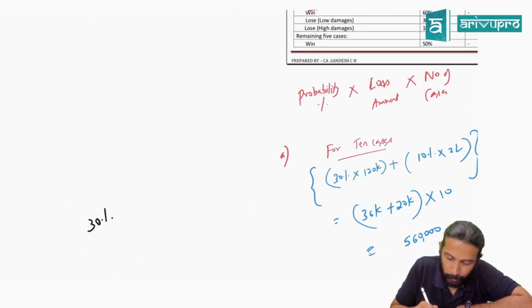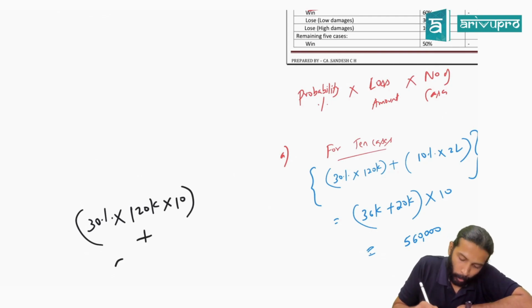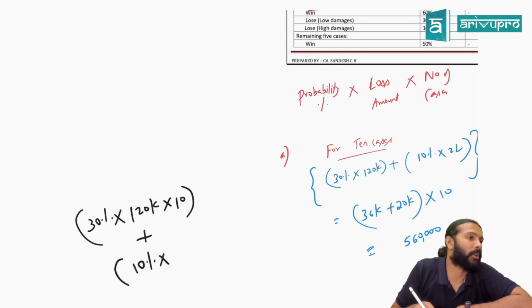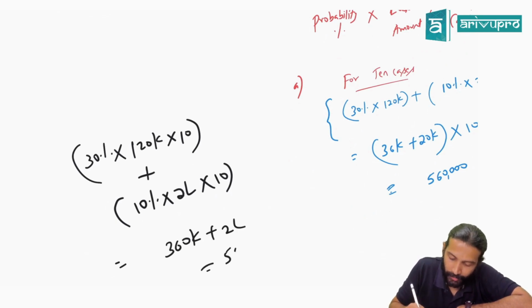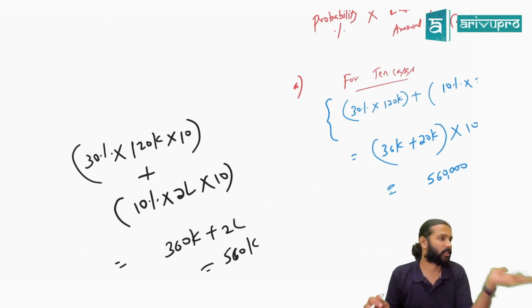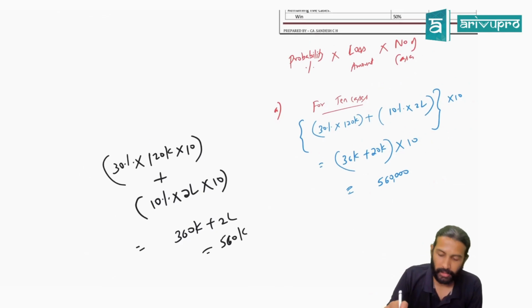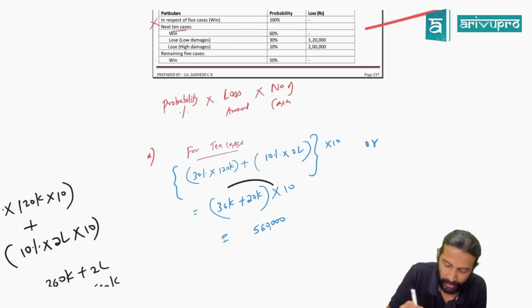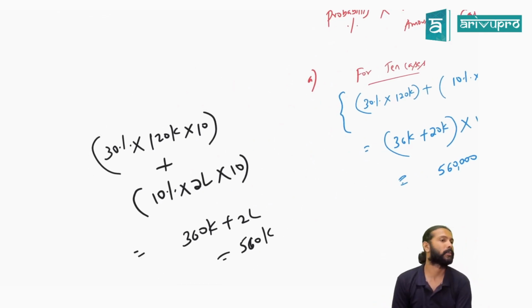Probability percentage is 30%. Loss amount is 1,20,000. How many cases are there? 10 cases. Again, probability percentage is 10%. The damages amount is 2 lakh. How many cases are there? 10 cases. Calculate this. 3,60,000 plus 2 lakh will be 5,60,000 only. One and the same. Either way you can do it, whichever way is comfortable for you. Either find out the damage per case and multiply it by 10, or plainly apply the formula. You'll get it either way.